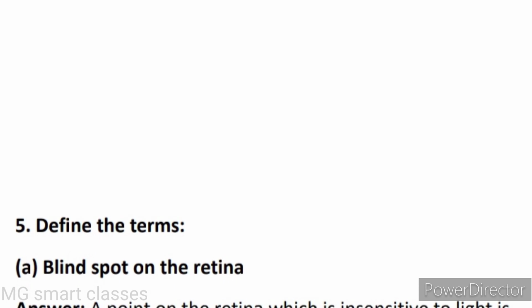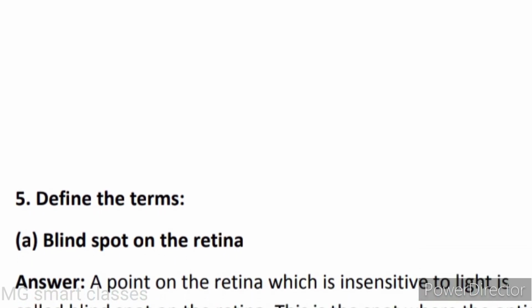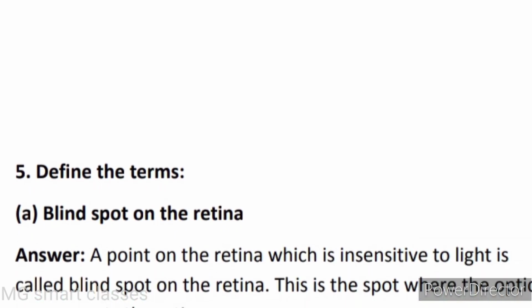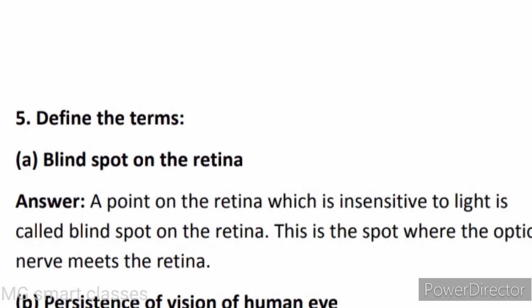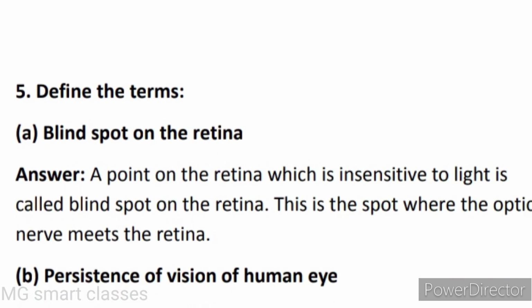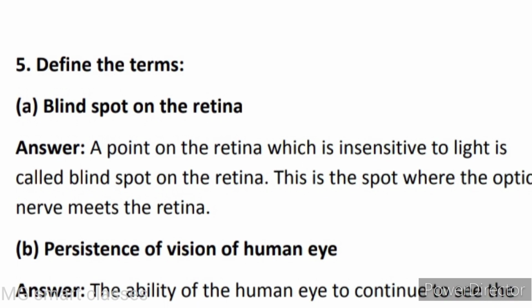Now question number 5. Define the terms. A. Blind spot on the retina. A point on the retina which is not sensitive to light is called blind spot on the retina. This is the spot where the optic nerves meet the retina.